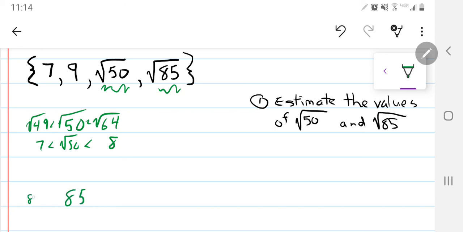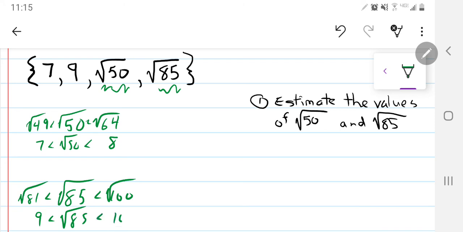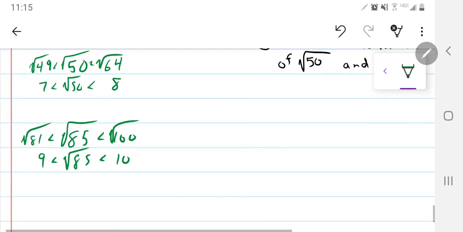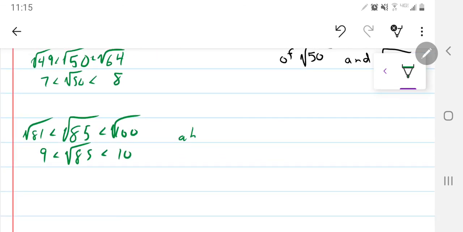All right, that's above 81, my perfect square, and 100. So this one's going to be between 9 and 10. So it's a little bit above 9. So now we're ready. Why not use a more specific math word instead of above? All right, that's greater than 9. All right, and what do we say this is between 7 and 9, the square root of 50?